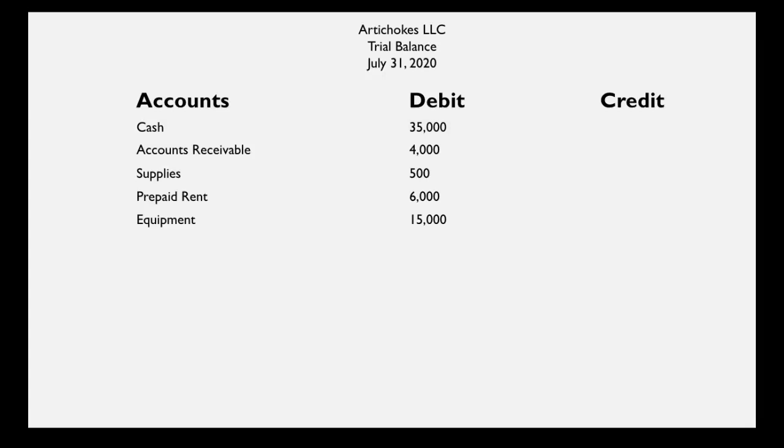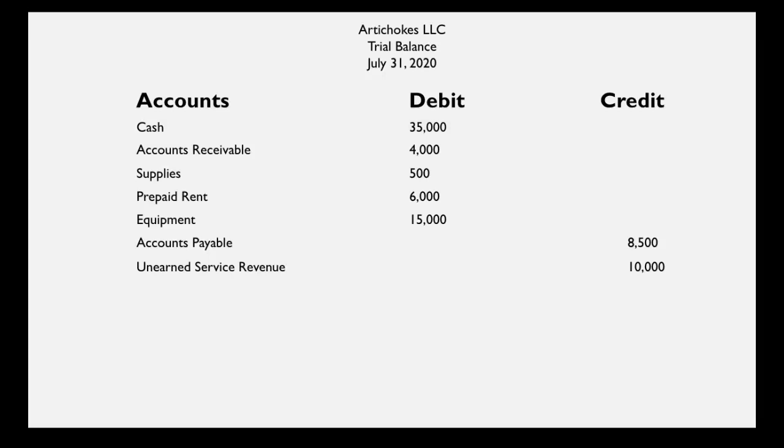After you list out your assets, then you list out your liabilities. So we had two liabilities here. We had accounts payable and we had unearned service revenue. So our accounts payable, that was an $8,500 credit balance, right? Because liabilities have a normal credit balance. So we put that over on the credit side. Then we have unearned service revenue. We said that that was 10,000. So that goes over on the credit side.